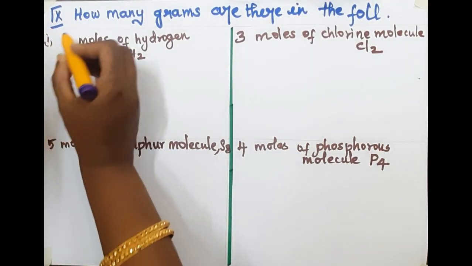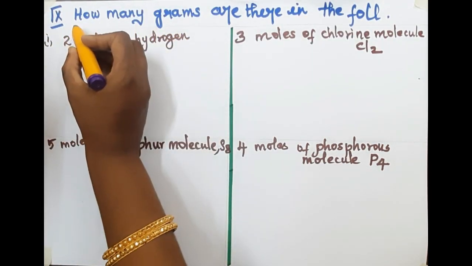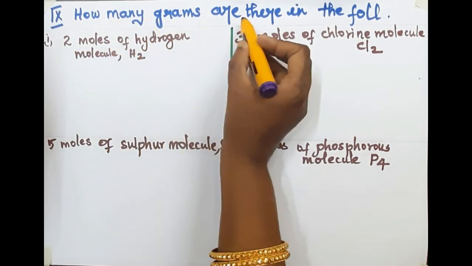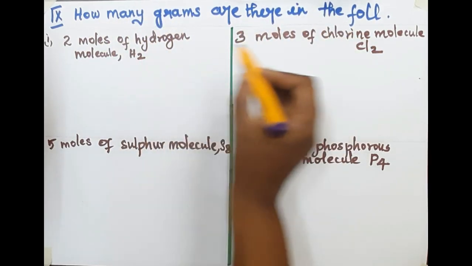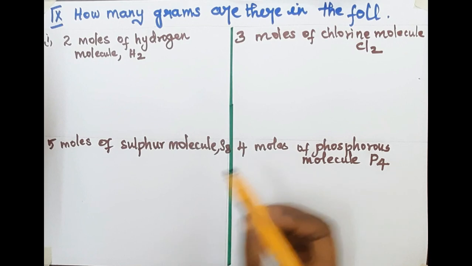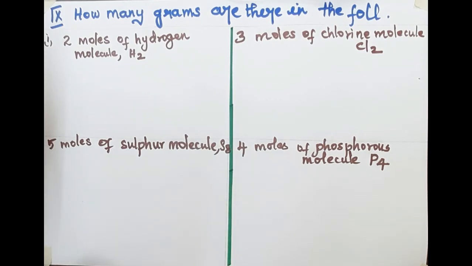Now we shall move on to the 9th Roman letter. First question: how many grams are there in the following? There are 4 subdivisions given. Children, this is a repeated question asked in the board exam. So watch keenly. The same formula, the same method, it will be somewhat easy for you.